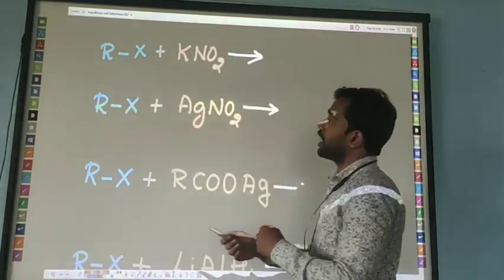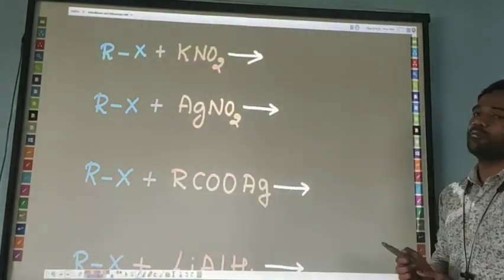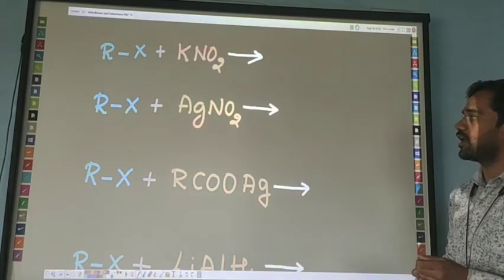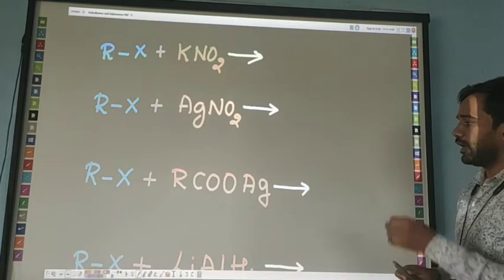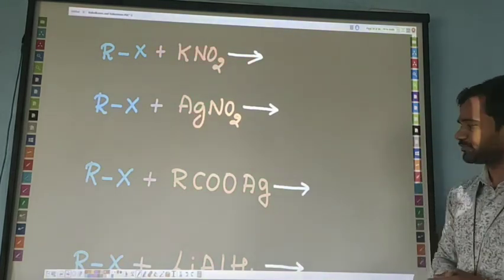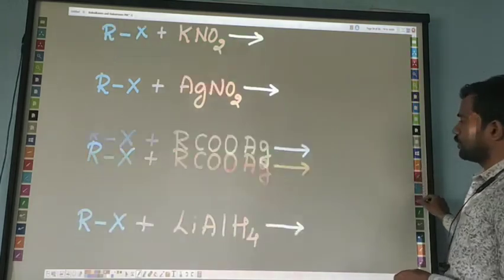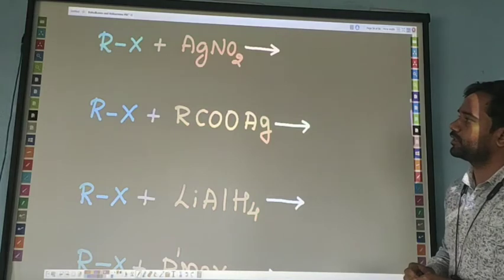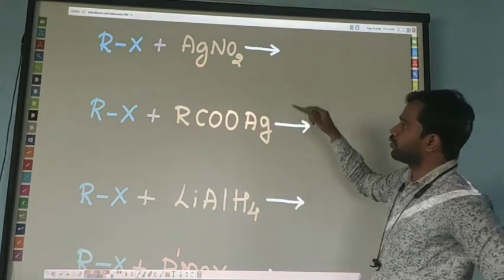Okay, next one. The RX is going to react with potassium nitrate. Next, RX reacts with silver nitrate, and RX reacts with silver iodide. There is going to be a formation. Just try to do this reaction. Okay, let me go for this one.